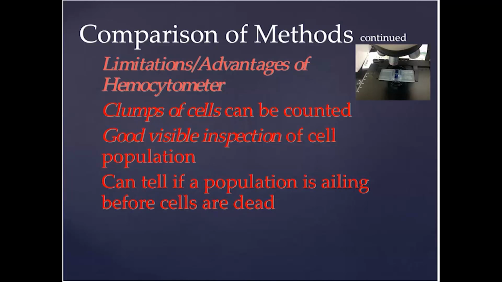And this is a major advantage of using a Hemocytometer, that you get really good visual inspection of your cell population. And you can then tell if a population is ailing. You can sometimes tell if a population is starting to not look so terribly happy before the cells even take up the trypan blue stain. Now, I've cultured cells many times and for many years in the laboratory, and an immediate visual inspection can tell me immediately whether my cells are happy or whether they are starting to decline in viability. And so the Hemocytometer's major advantage is that you actually get a good visual inspection of your cells.